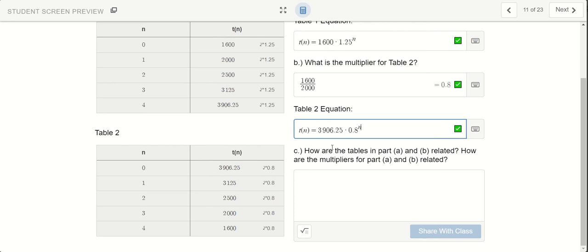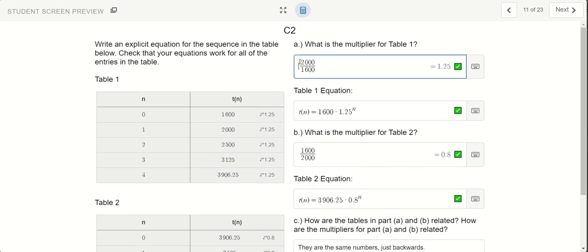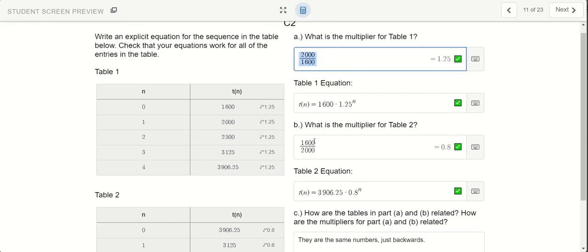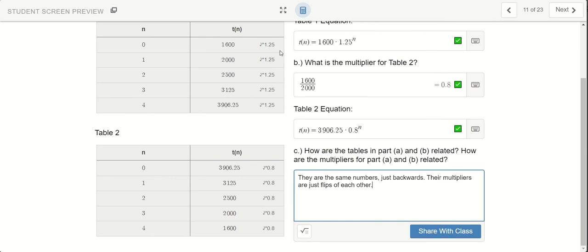How are these tables related? Hopefully you notice that these are the same numbers, just backwards. That makes sense because their slopes are opposites. This is 2,000 divided by 1,600. This is 1,600 divided by 2,000. Their multipliers are just reciprocals, or flips, of each other. If I flip 1.25 over, it's going to become 0.8. And if I flip 0.8 over, it will be 1.25. These are reciprocals of each other.